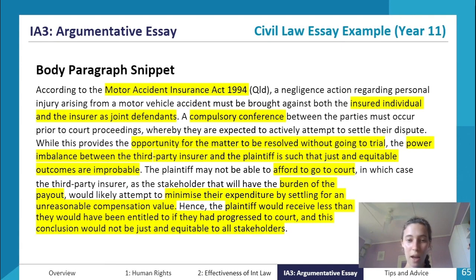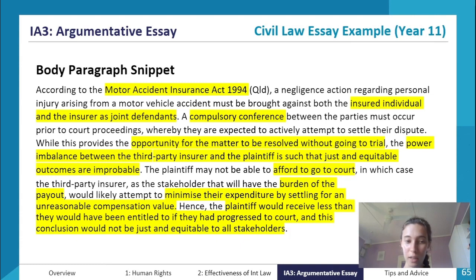So I have explained what the requirements are for a negligence action, because if I'm arguing that the requirements don't lead to just and equitable outcomes, logically I need to explain the broad situation of how the current law works in order to then explain why I believe it's not effective, and then how it needs to be improved.